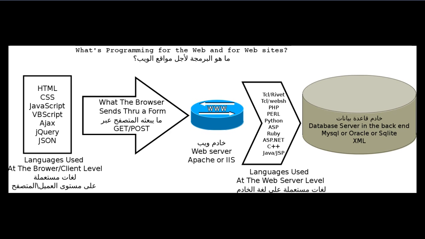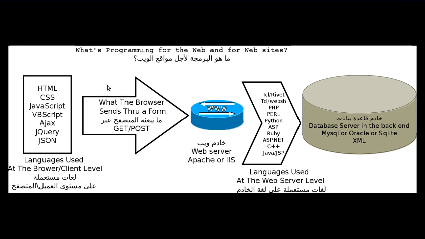So let's start. Now we're going to explain the system of web programming first, okay, and we see later every one of those squares and arrows and what each does. So the whole system is that I have here at this rectangle a list of languages used at the browser or client level. So this is here at the terminal or at the PC or at the browser level. Okay, you have a browser that browses a web server.